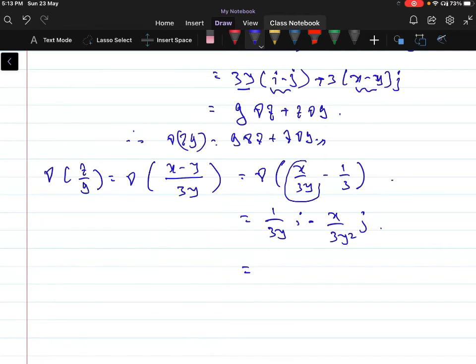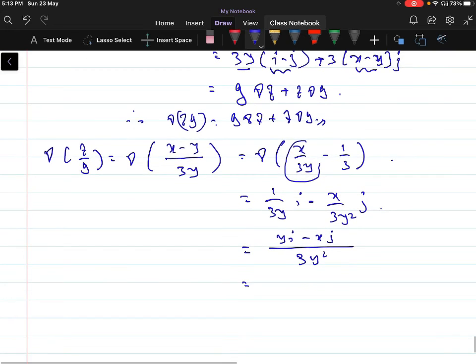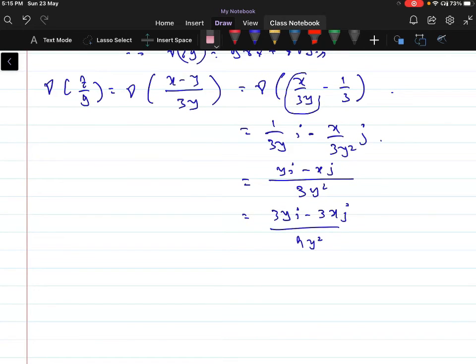Now take the LCM. 3y square is the LCM. Here y I minus x into j. So this can be written as 3y into I cap minus 3x into j cap by 9y square. So this is equal to 3y I minus 3y j plus 3y j, added and subtracted, minus 3x j by 9y square.